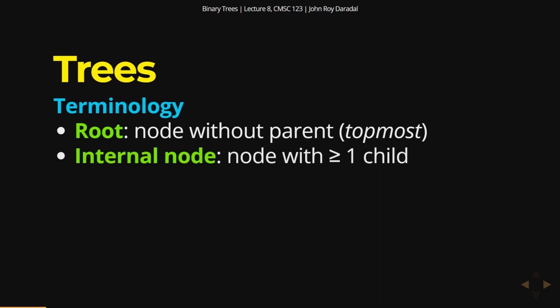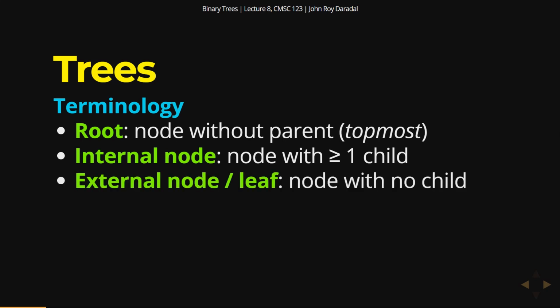Okay, next is something called the internal nodes. So these are nodes with at least one child. So if you have one or more children, then you are an internal node. Now the opposite of that is the so-called external nodes or leaf nodes. So these are nodes without any children. It doesn't matter what level these nodes are, as long as it doesn't have any child, then you consider that a leaf node.